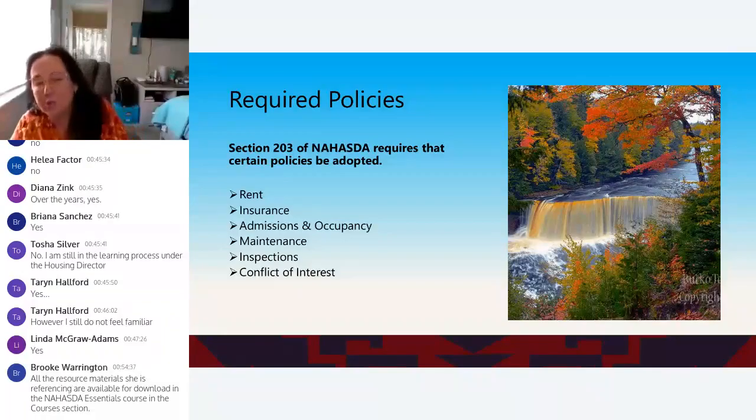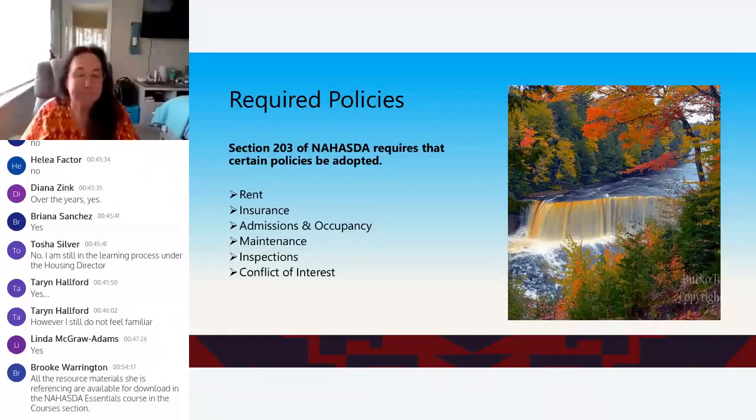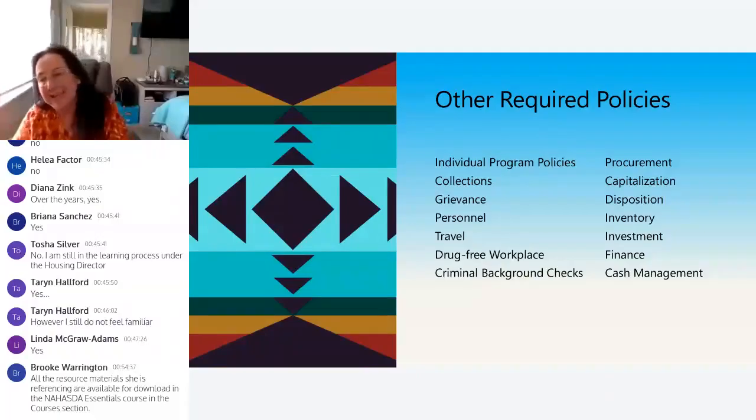Section 203 in NAHASDA requires that we have certain policies adopted. Rent policies, insurance, admission and occupancy policies, which is one of the most important documents you'll have, your A&O policies, your maintenance policies, your inspection, your conflict of interest. And then, depending on what type of programs you run, you will have additional required individual program policies, your collections policies, grievance policies. You're going to have a grievance policy for your employees, a grievance policy for your tenants, and you're going to need an additional grievance policy for Indian preference.